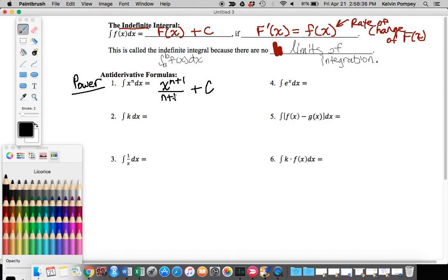All right. Notice if I take the derivative of this thing, this n plus 1 here will come out front, and I reduce that by a power of 1, so I get x to the n, and the n plus 1s will cancel. So that works, right?